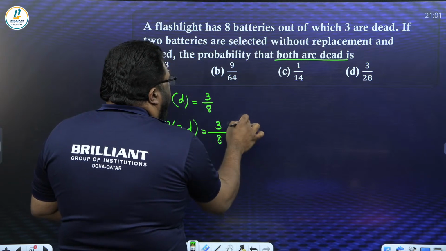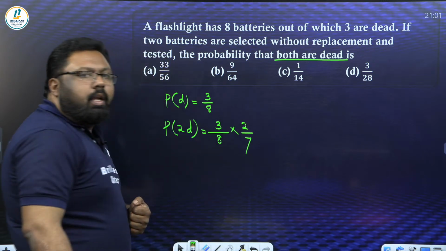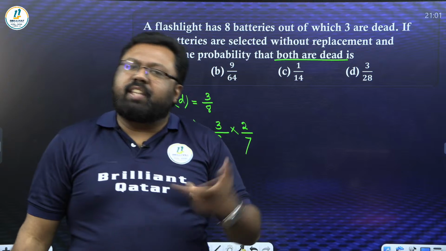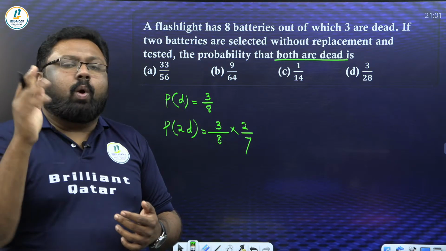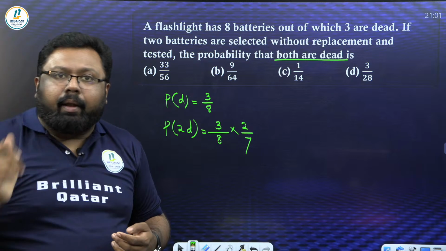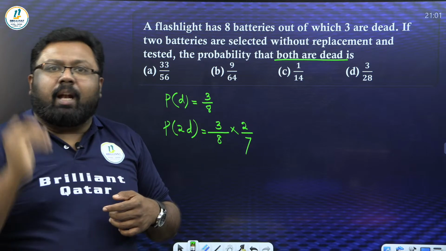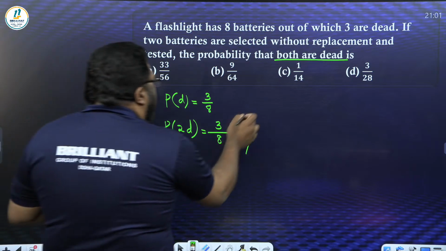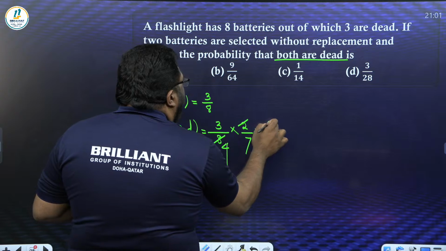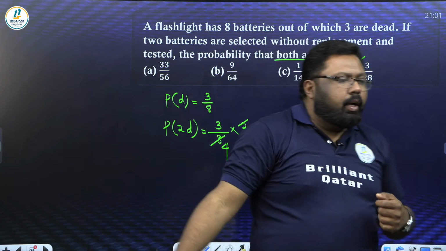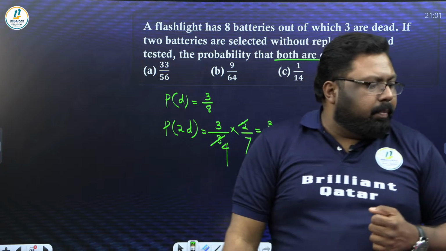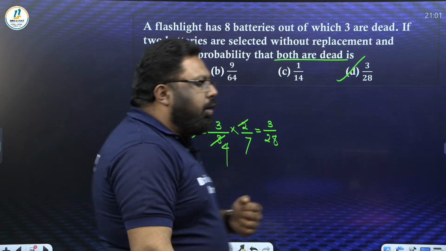Simple product, 3 by 8, 2 by 7. You pick the first battery, it's dead. Without replacement, that battery is gone. Now there are only 7 batteries, of which 2 are dead. So again, the second one also should be a dead battery, so 2 by 7. So the answer is 3 by 28. Option D. Abu, Ruben, Ibrahim, Ethriel, very good answers, my dears.